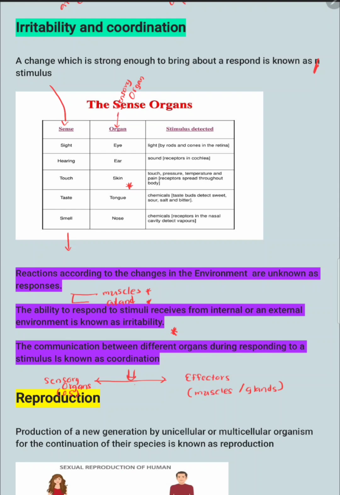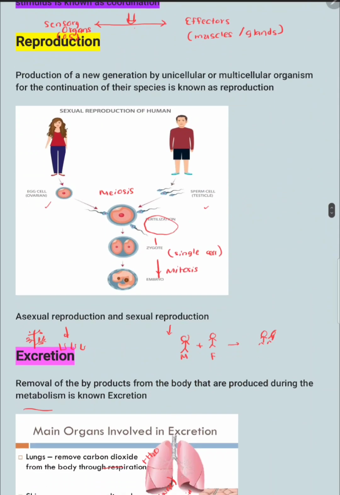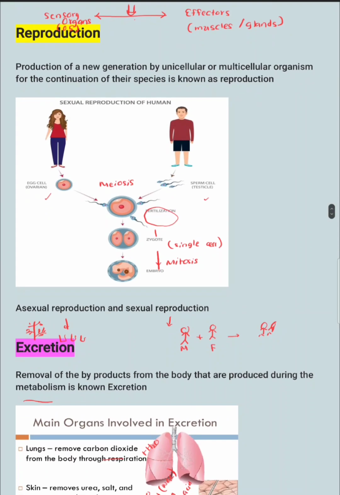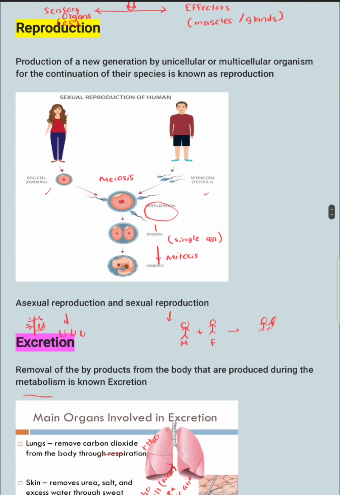This one is done by the nervous system or endocrine system. මේ දෙකෙන් තමයි මේ කරන්නේ. මේ highlight කරපු definitions තුන චුට්ටක් මතක තියාගන්න. ඒක ගොඩක් important. The next characteristic is reproduction. Reproduction means the production of a new generation by unicellular or multicellular organisms for the continuation of their species. It's simply production of a new generation by pre-existing organisms.